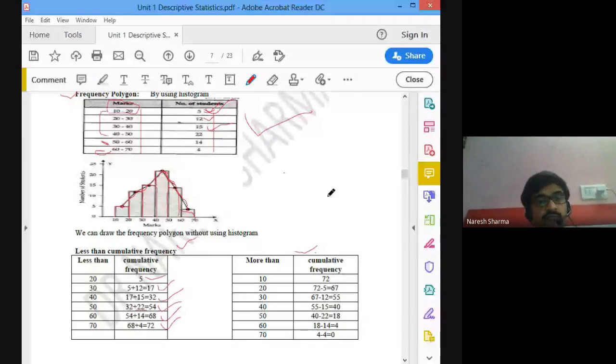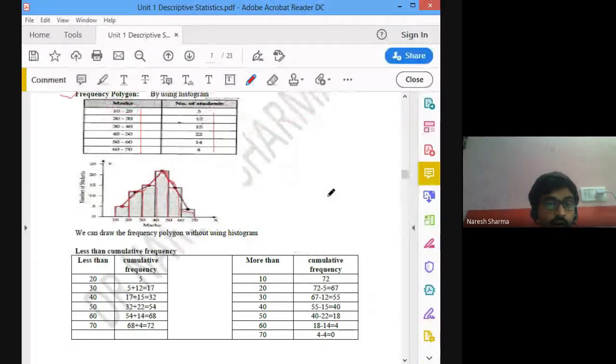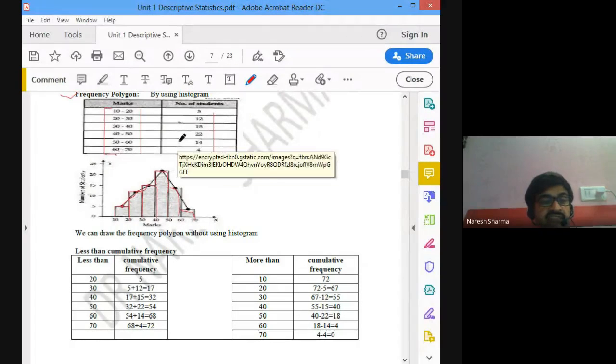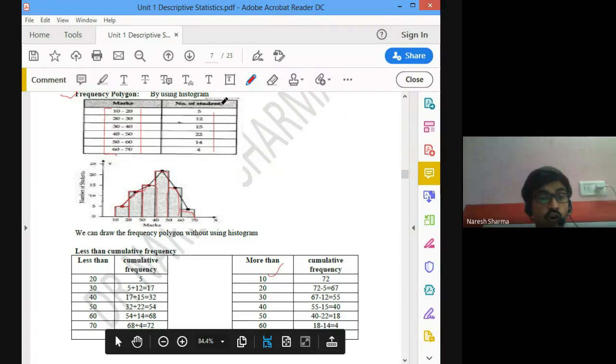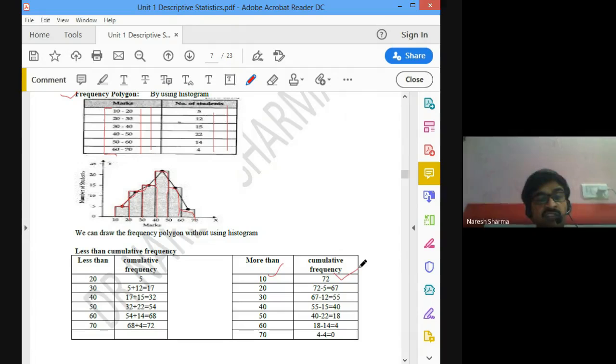And for the more than cumulative frequency, if you see here in the same table, all this data is more than 10. So in your more than category, we start with your lower limits. So more than 10. All these are more than 10, so we take the total sum of this, that is your 72 in our case.